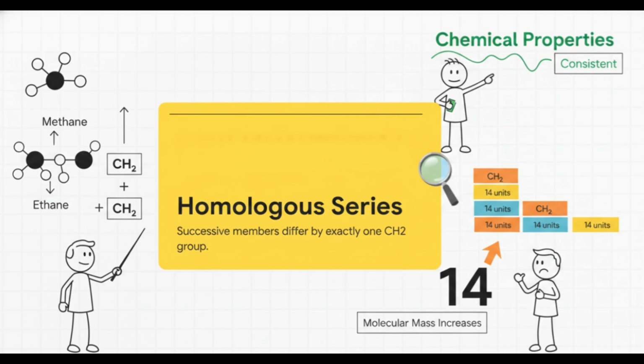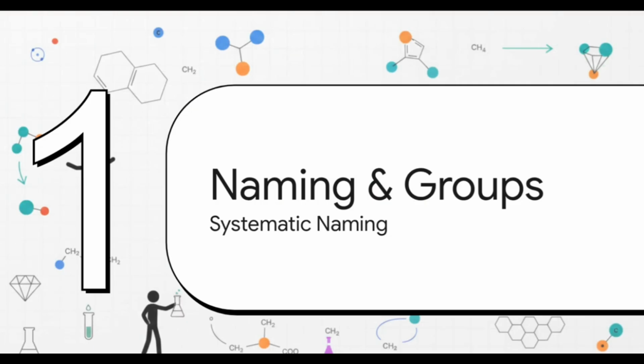And with every CH2 unit you tack on, the molecular mass jumps by exactly 14 units. But, and this is the really cool part, their core chemical properties remain beautifully consistent all the way up the chain. Up next, section 4, naming and functional groups.